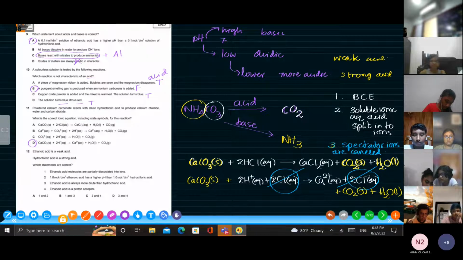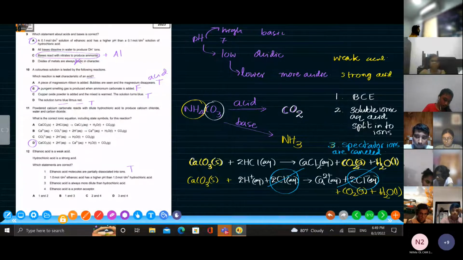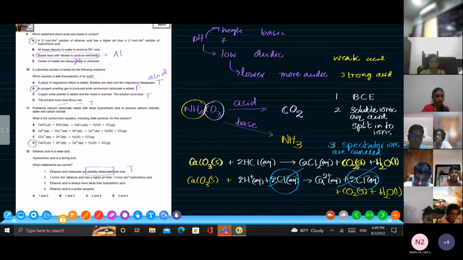That's very good thinking. Question number 12. Ethanoic acid is a weak acid. Hydrochloric acid is a strong acid. We know that. Ethanoic acid molecules partially dissociate into ions. Yes, it's a true statement. That's the definition of a weak acid. 1 mole of ethanoic acid has higher pH than 1 mole per dm cube HCl. Now it's true.